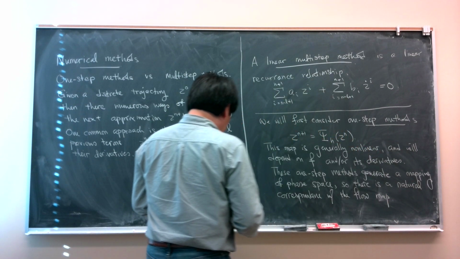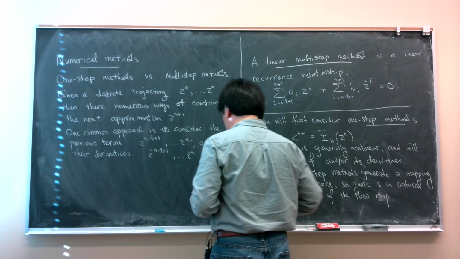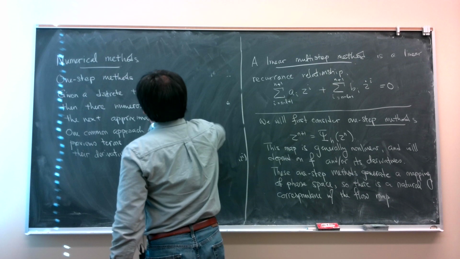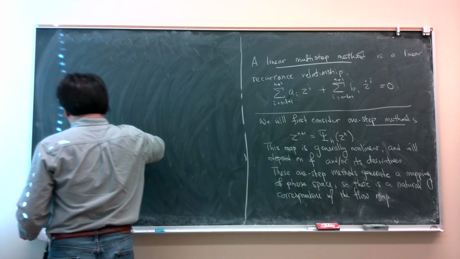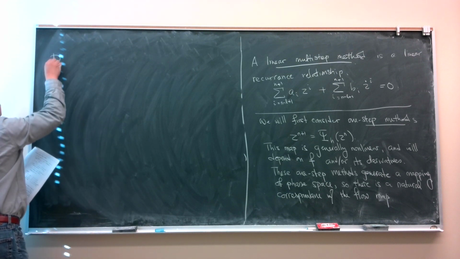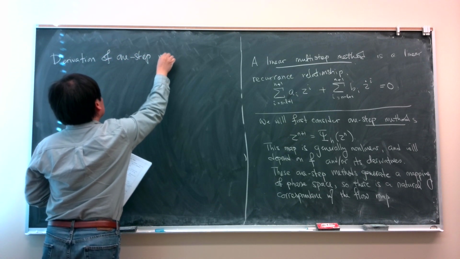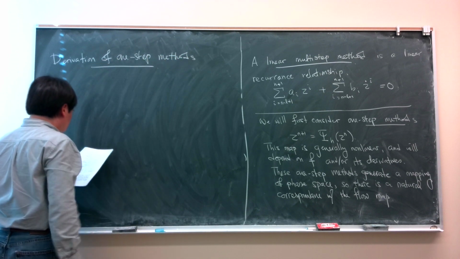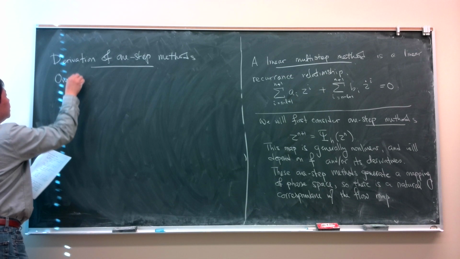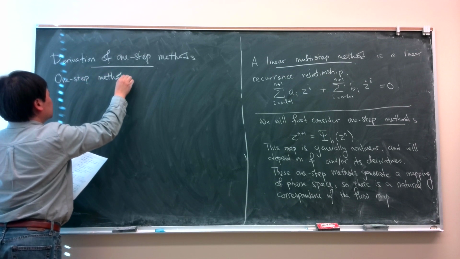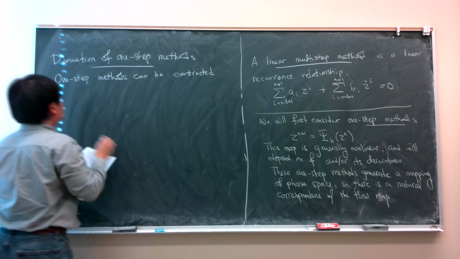All right. So let's now talk a little bit about how one might derive one of these one-step methods, as well as some examples of these one-step methods. You can of course construct one-step methods in many ways. Let me just describe some of them. So one-step methods can be derived or constructed in various ways.